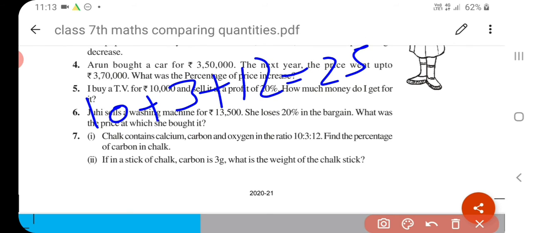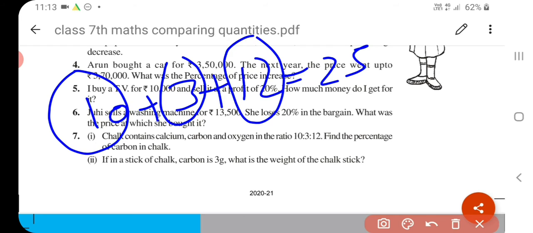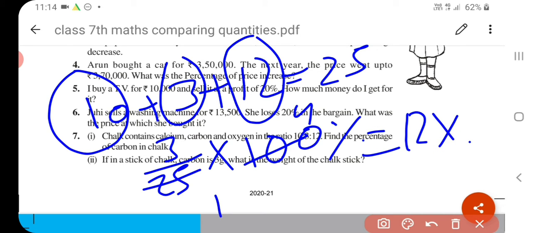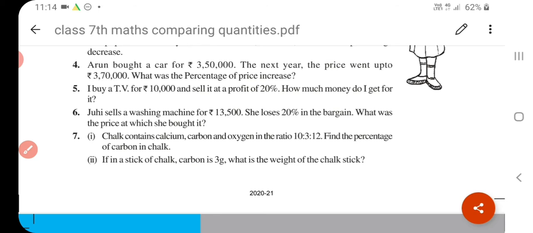Okay, so what is the percentage of carbon? So कार्बन का परसेंटेज है 3, कैल्शियम का है 10 एंड ऑक्सीजन का है 12. Okay, calcium 10, carbon 3 and oxygen 12. So what is the percentage of carbon? So 3 upon 25 into 100%. 25 1s are 25, 25 4s are 100, so you can write 12%. Okay, understand? So this is the percentage of carbon.